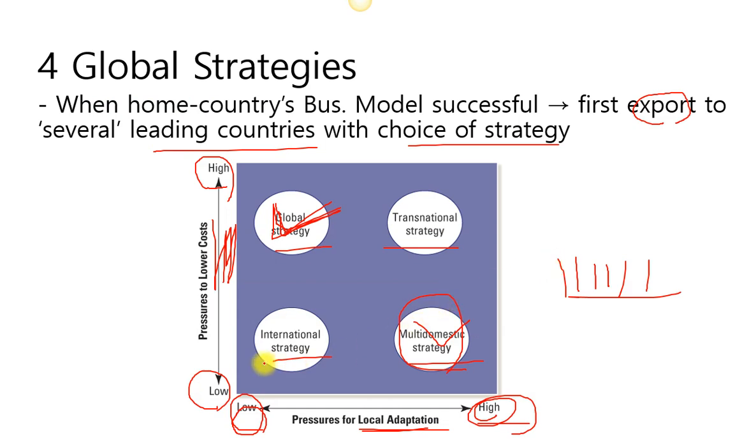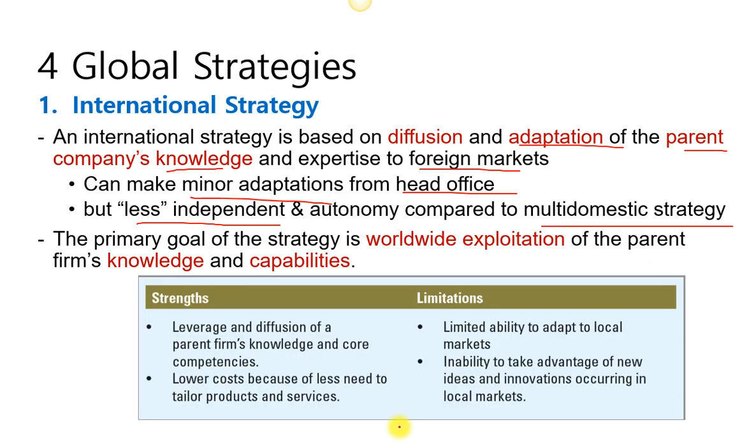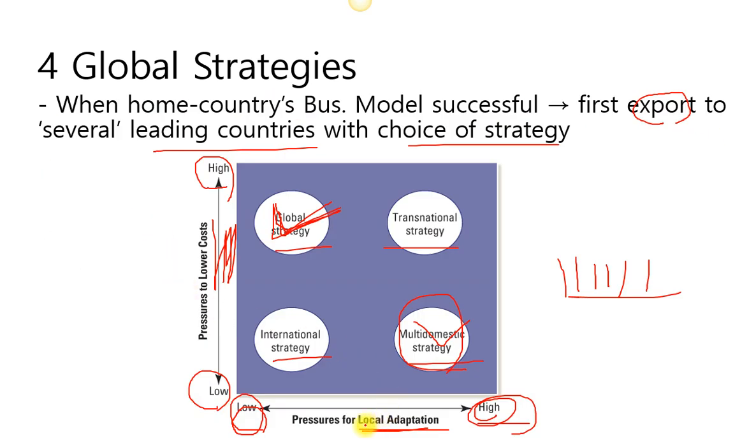Then what is international strategy? It is when the pressure to lower the cost is low and the pressure for local adaptation is also low. So you can make minor adaptations from the head office. You're less independent, because you're not adapting to the local needs.